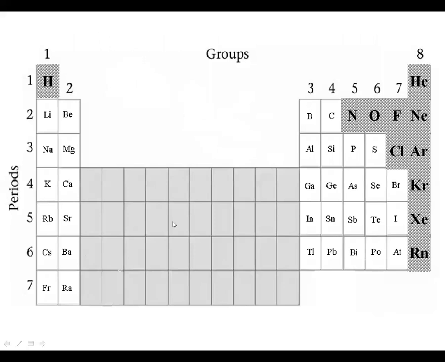So here's just a periodic table. Again, all the elements in the bubbly area here are where we normally find gases under normal conditions.